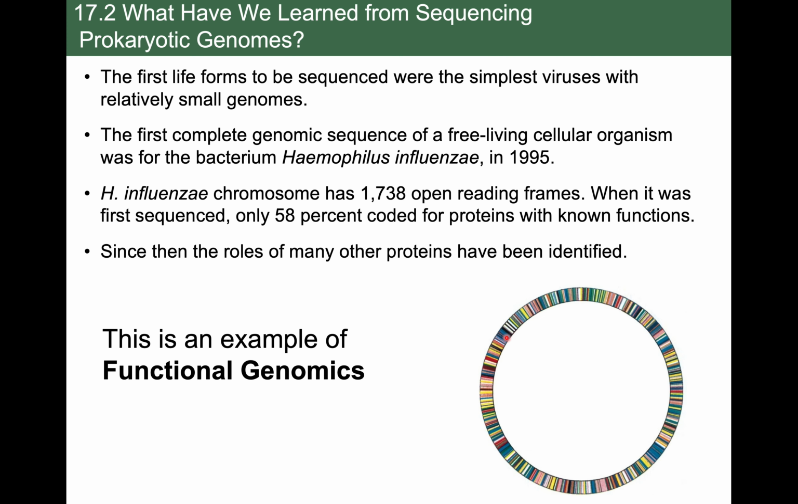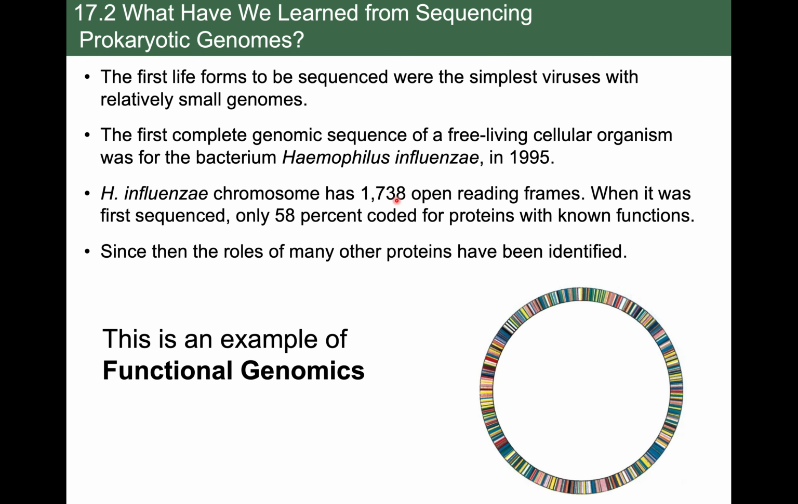And you can see a little graphic representation of the genome here. Remember, bacterial genomes usually consist of a single circular chromosome, whereas eukaryotic genomes are made up of multiple linear chromosomes. So here you see the one circular chromosome from H. influenza, and each one of these colored stripes is supposed to represent a different gene or open reading frame. And this particular genome was found to have about 1,700 genes.